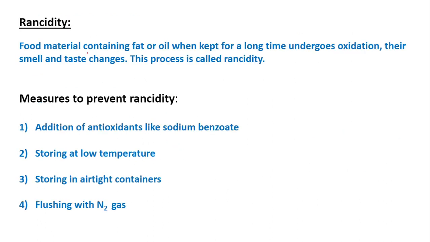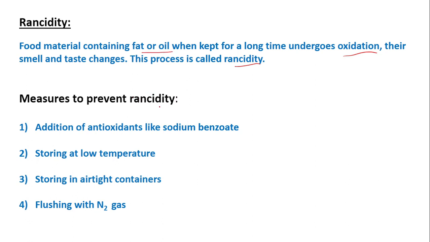Next type of corrosion, that is oxidation, is known as rancidity. What is rancidity? When food materials containing fat or oil are kept outside for a long time, they undergo slow oxidation and their smell and taste changes. This process is called rancidity. That means the food becomes rancid. Foul smell comes from the food item. That is due to the oxidation of fat or oil present in the food item.